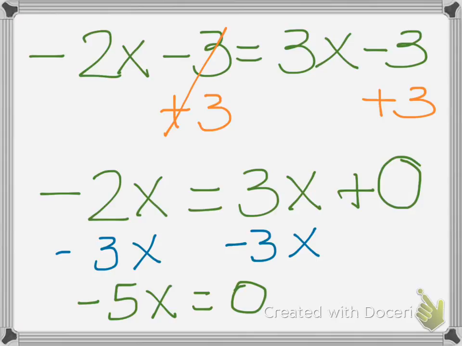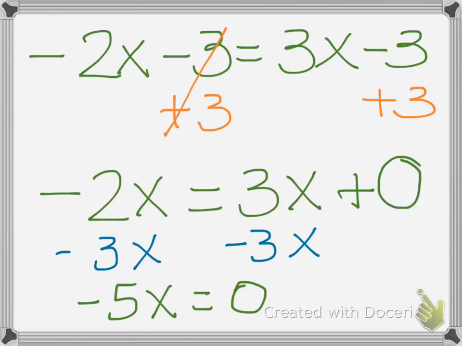Now we need all of the x's on the left-hand side of the equation. So we have 3 x's on the right. In order to move them to the left, we notice that on the right they are positive. And to undo positive, we use negative. So we're going to subtract 3x from both sides of the equation.